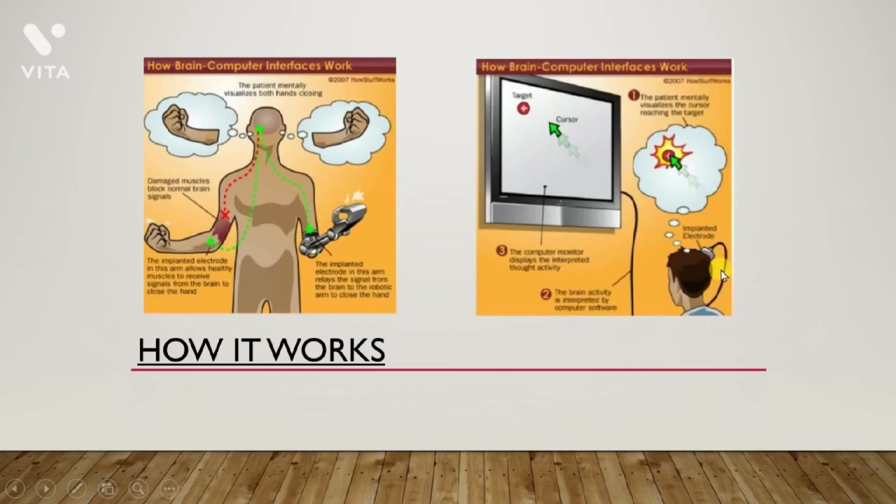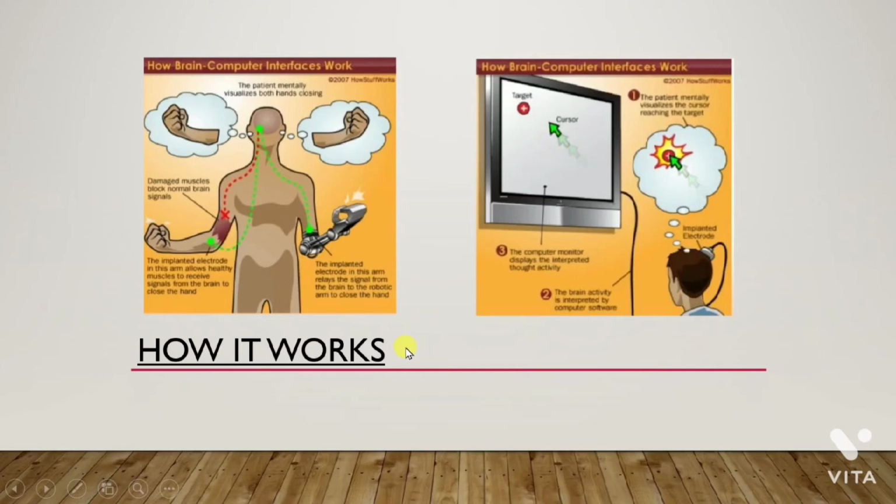And here what this man is trying to do is he is trying to control the cursor by his eye movement. If he sees to the right, the cursor moves to the right. If he sees to the left, the cursor moves to the left. So he is trying to hit this target with the help of his eye movement. So this is possible because of brain-computer interface.